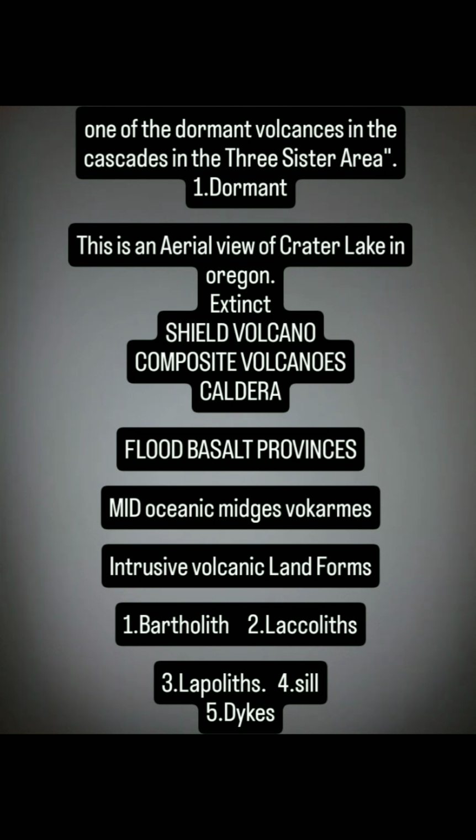Dormant volcanoes are also called sleeping volcanoes because they are presently inactive. They could erupt again. For example, the majority of the Cascade volcanoes are believed to be dormant rather than extinct. This is an aerial view of Crater Lake in Oregon. Extinct: the volcano that is presently not erupting. It is unlikely to do so for a very long time in the future.